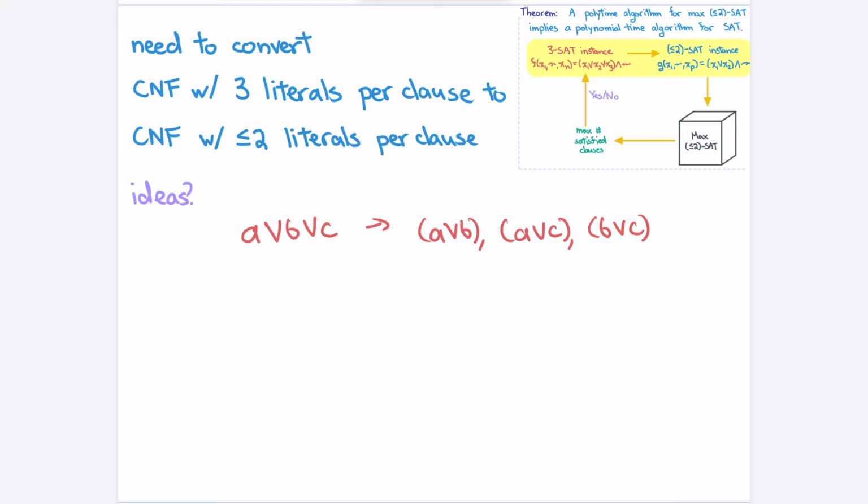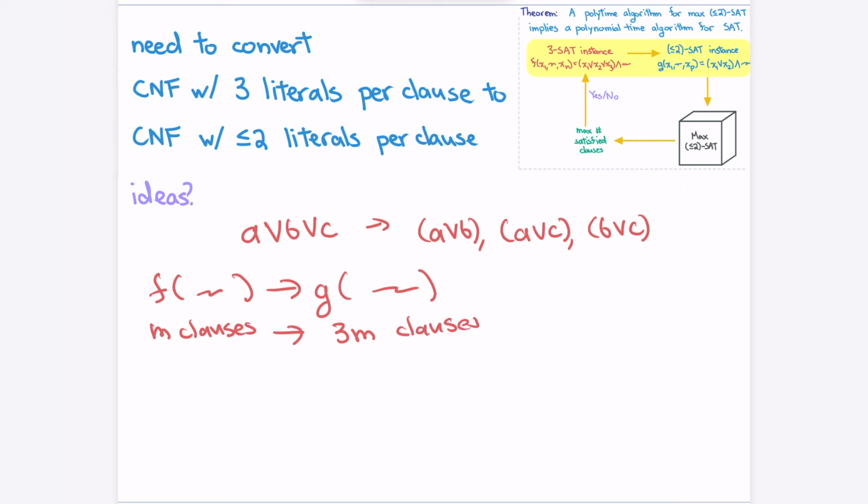So let's say you did this across the board. You started with your formula and turned it into your new formula. Let's say you originally had m clauses, and this gets turned into 3m clauses, because we took each triple and turned it into these 3 pairs, right? And then let's say you put this into your black box for 2-SAT, or at most 2-SAT.